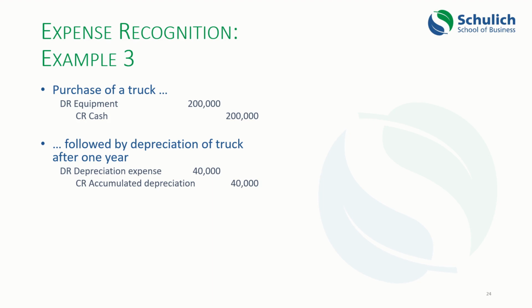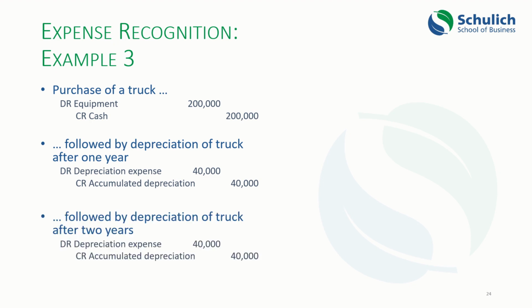After the financial statements for the year have been printed, the depreciation expense account will be closed to retained earnings because it's a temporary account. The accumulated depreciation account, however, will still have a credit balance of $40,000 because it's a permanent account, just like the equipment asset account. After the second year of owning the truck, we depreciate it by another 1/5 of the historical cost.